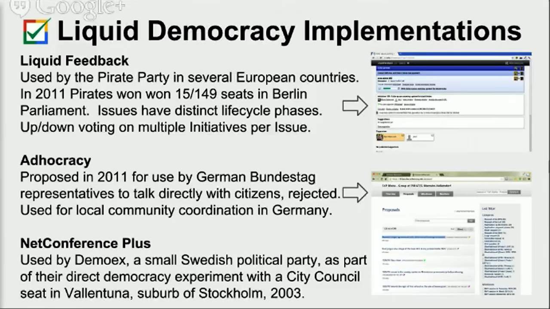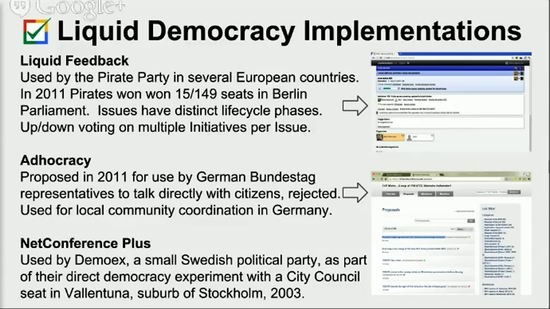There are also some other products out there. Adhocracy is also used in Germany. It's been used by some local groups to talk to their citizens. I don't know if it's really taken off as well as they'd like, but it has a similar wiki-like feel to it.